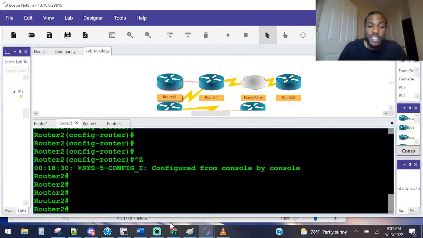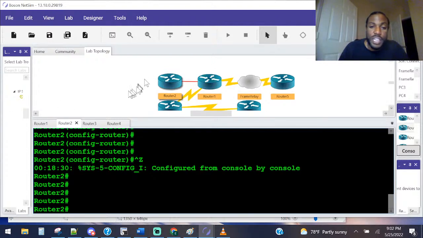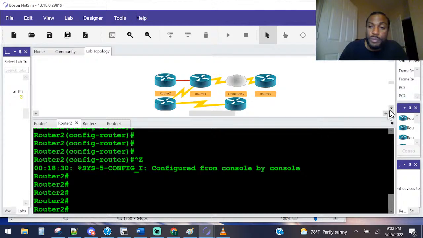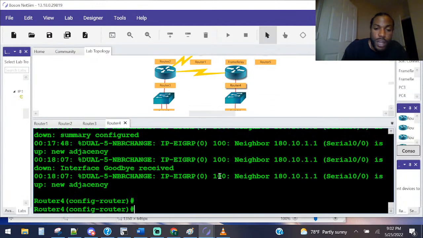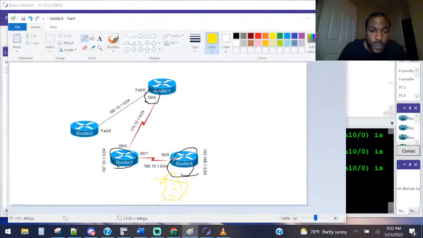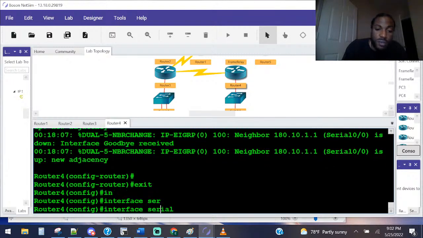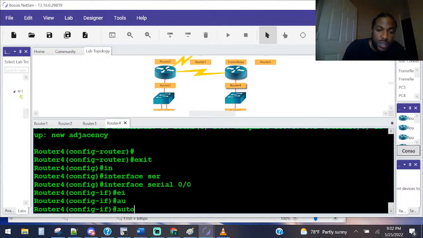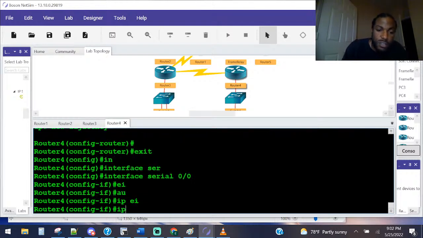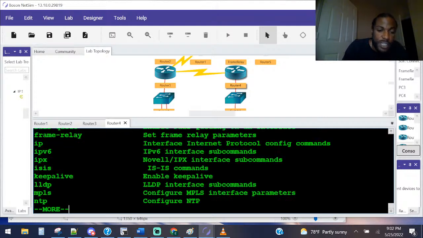God bless you. How do we do authentication again? Do you have to go to the interface and do that? I can't remember. Y'all have to remind me. How do you do that? I think you go to the interface and do that. Let me see. We go to this interface over here, 0/0. We say EIGRP, no. Authentication, no. IP EIGRP, no. I can't even remember.